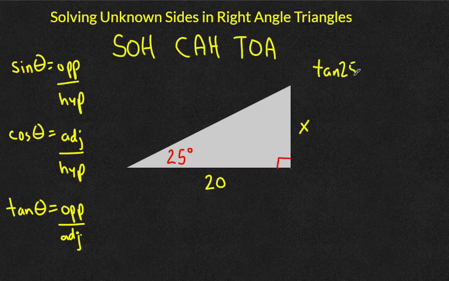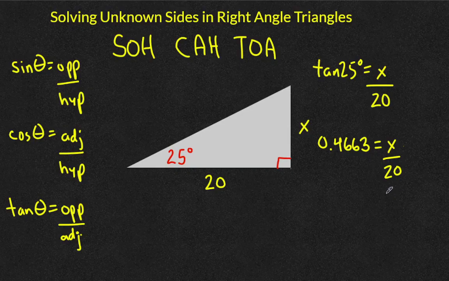The tan of 25 degrees equals our opposite side, in this case x, divided by our adjacent side, in this case 20. We can head straight to our calculator, turn that tan 25 into a number, 0.4663 equals x over 20. And if you're comfortable with your calculator, you can just take that answer and multiply it directly by 20. You don't have to write it out. I'm just trying to show my steps to help you out here.